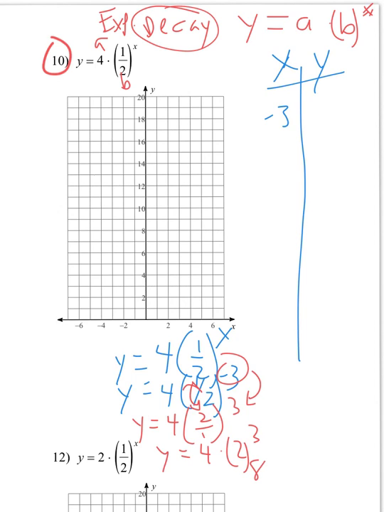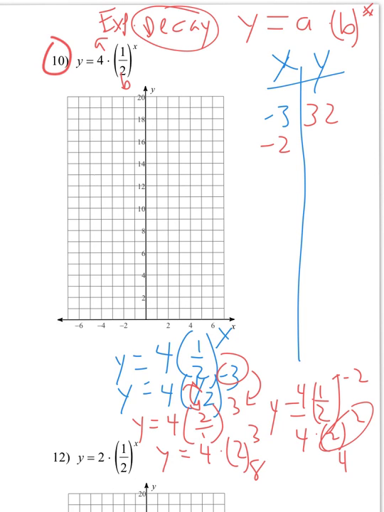Well, 2 to the 3rd power is 8. I have to do the exponent first. 4 times 8 is 32. If I put -2 in, I have basically y equals 4 times 1/2 to the -2. If I flip it over, it's 2 to the +2nd times 4. 2 squared is 4. 4 times 4 is 16. If I do -1, I'm going to flip that 1/2 over and take it to the 1st power, which is 2. So it becomes 4 times 2, which is 8.